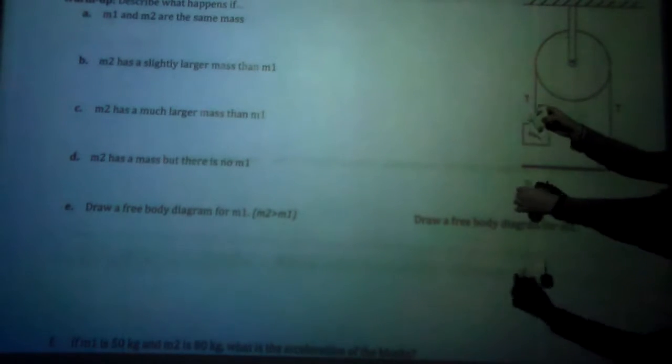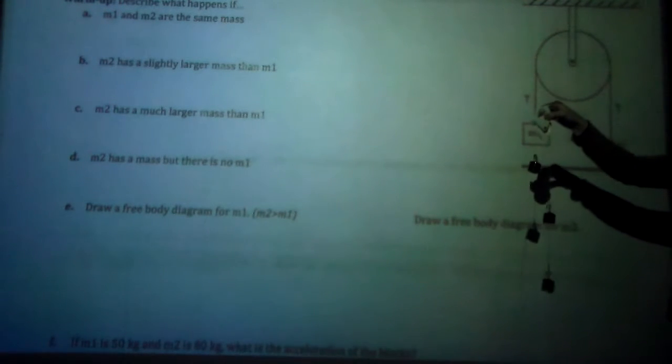Alright, at this point you should have at least talked through with your partner what you think is going to happen in situations A through D. For the first one, it is saying that the masses are the same. So if I have this frictionless pulley and I hang a mass, whatever mass, doesn't matter, on either side that is of equal masses, we're wondering what would happen. So I've got this little pulley and I have equal masses right here.